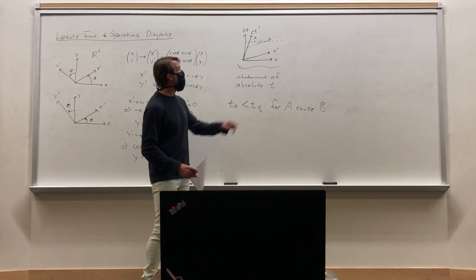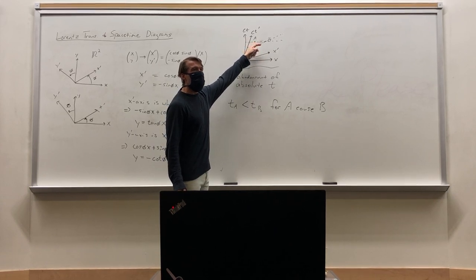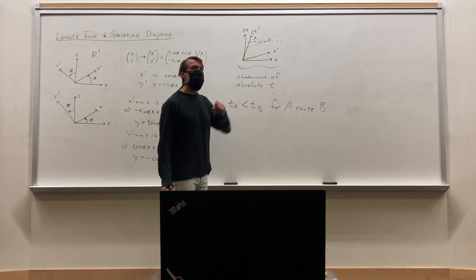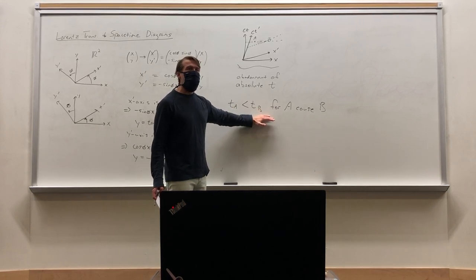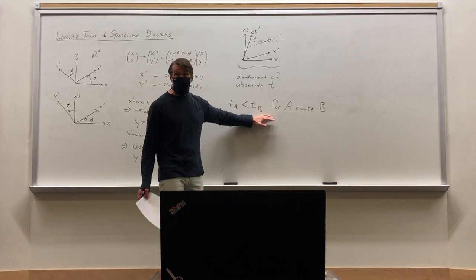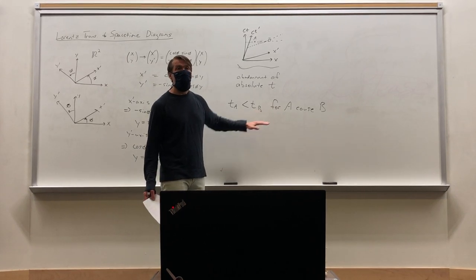Well, hold on. In one reference frame, B comes before A, so B can cause A, but in the other reference frame, A and B happen at the exact same instant. And in yet another reference frame, A comes before B. That clearly doesn't work in special relativity. So this absoluteness of time is the bedrock of our notion of causality in Newtonian or Galilean physics. This will not work for us in special relativity.